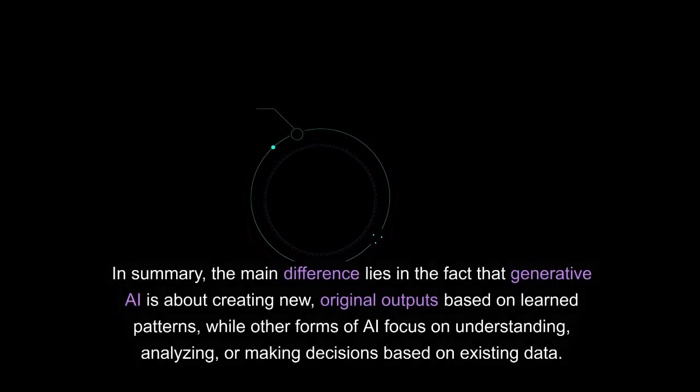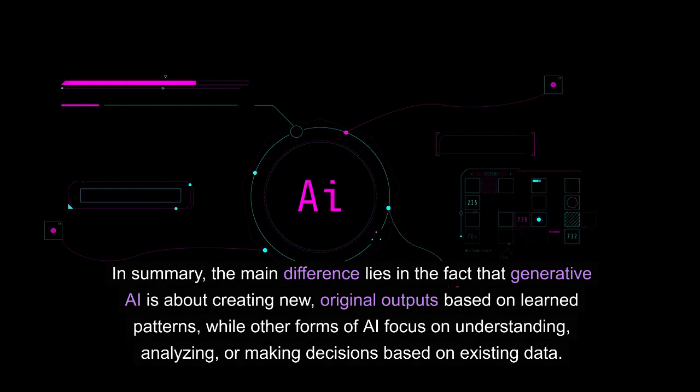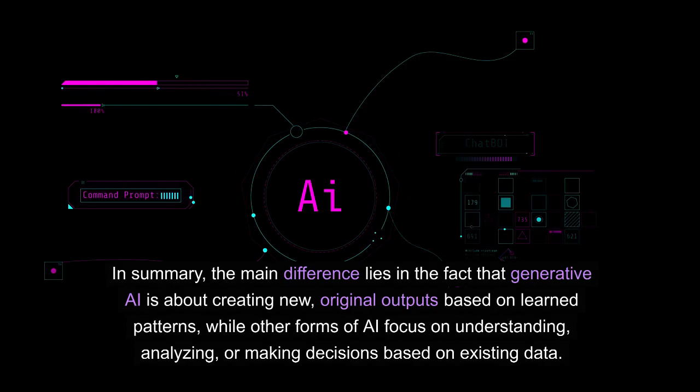In summary, the main difference lies in the fact that generative AI is about creating new, original outputs based on learned patterns, while other forms of AI focus on understanding, analyzing, or making decisions based on existing data.